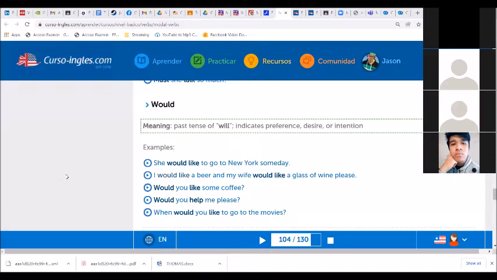Would you like some coffee? Would you help me, please? When would you like to go to the movie? Good, right? So these are the different ways we can give meaning to our sentences, all right?